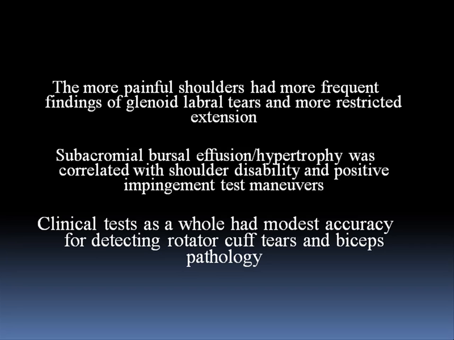Now, this is important because we often focus on the rotator cuff, in particular the supraspinatus, when we consider impingement. Clinical tests as a whole had modest accuracy for detecting rotator cuff tears and biceps pathology.